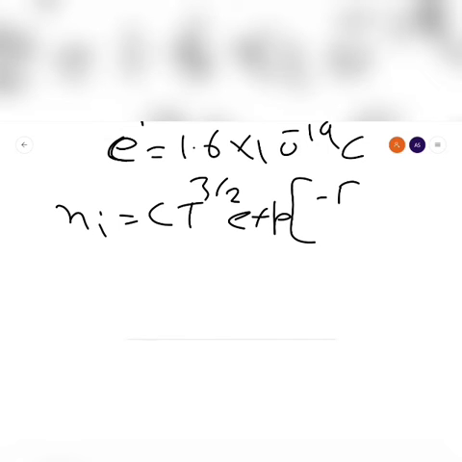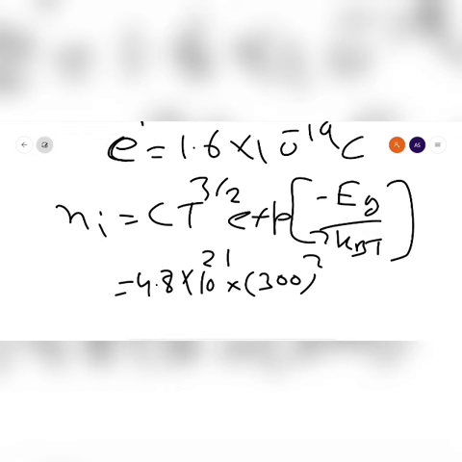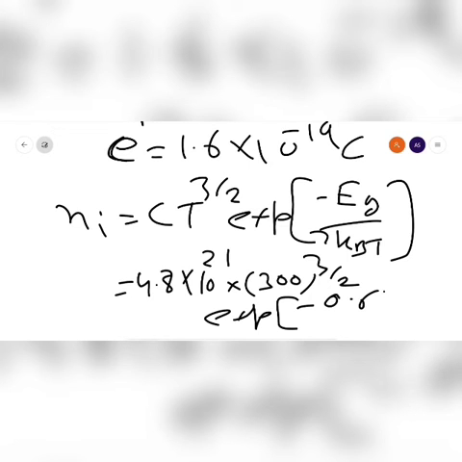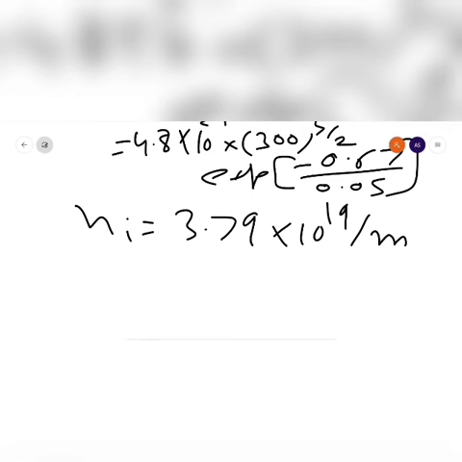Now you know n_i is C T^(3/2) times the exponential term of minus Eg divided by 2kBT. You can calculate the value of n_i, as you know all the values. C is 4.8 × 10^21 times 300 to the power 3/2, and in the exponential term Eg is 0.67 divided by 0.05, the value of 2kBT. The value of n_i is equal to 3.79 × 10^19 per meter cube.